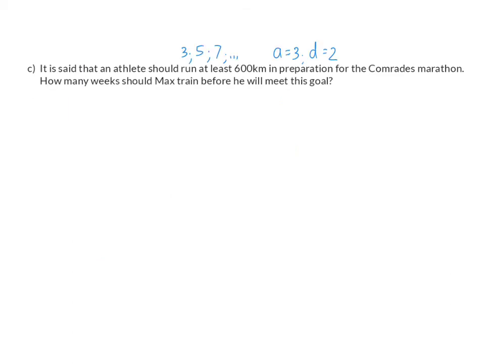C. It is said that an athlete should run at least 600 kilometers in preparation for the Comrades Marathon. How many weeks should Max train before he will meet this goal? Now, we already know that a is 3 and d is 2. Max needs to run a total of at least 600 kilometers. So that means that Sn, the total sum, is 600.